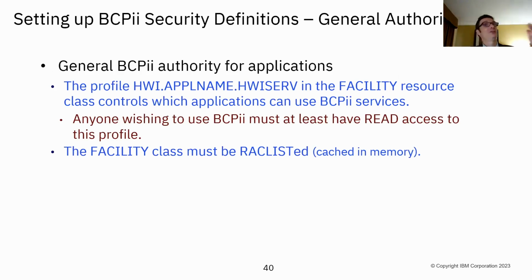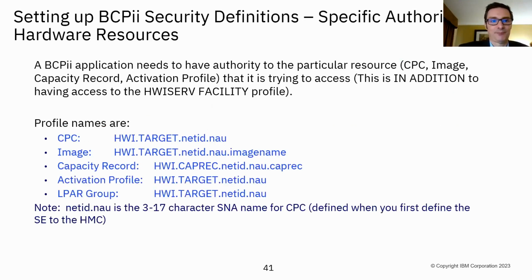So if they have 10 different profiles with very granular controls, I don't have to disable all 10 of those controls. If I just disable this one for a particular user ID, that user ID can no longer access BCPii.